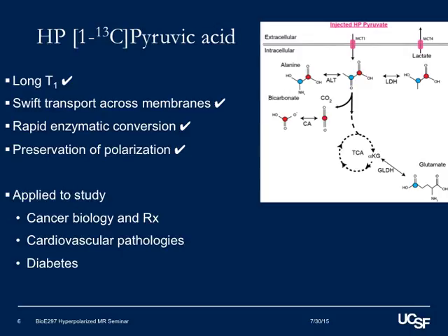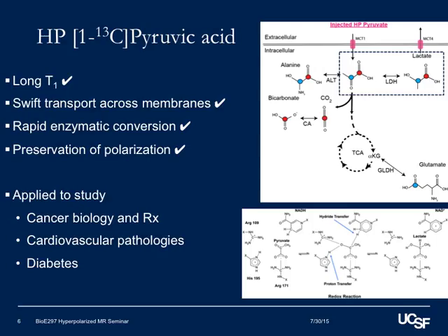And so our star probe, the C1 pyruvate, has all of these characters, right? So it has long T1, it swiftly crosses the membranes, there's rapid enzymatic conversion, and there is preservation of the polarization. As you can see, we've seen even up to glutamate going through the PDH enzyme. And this has been applied to study cancer biology, treatment of cancers, cardiovascular pathologies, diabetes. It's been used to study different organs, liver, kidneys, the brain.